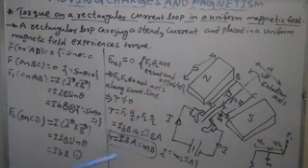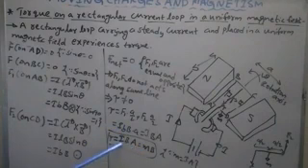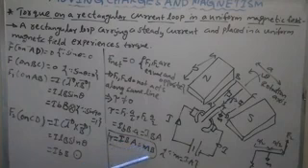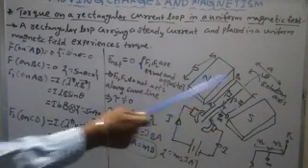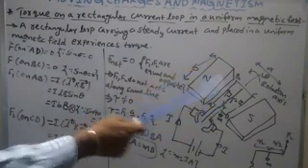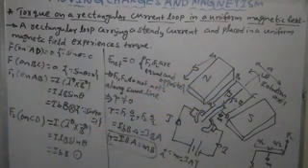So the torque experienced by the current carrying conductor in a uniform magnetic field is IBA. Here, A into I, current into area, gives the magnetic moment. In the next chapter we are going to understand this. So I into A gives the magnetic moment, and the torque is magnetic moment into B, or IAB. This is the torque experienced by a current carrying conductor placed parallel to the magnetic field. Correct?